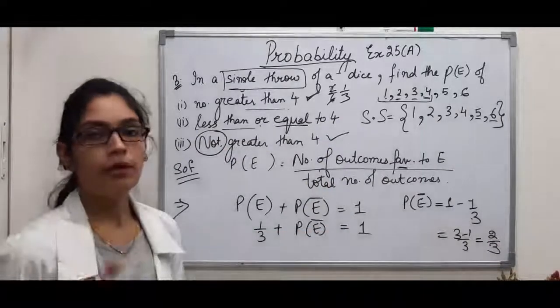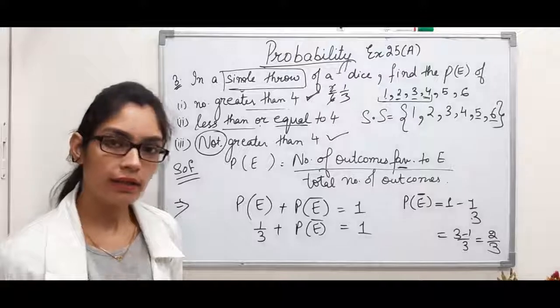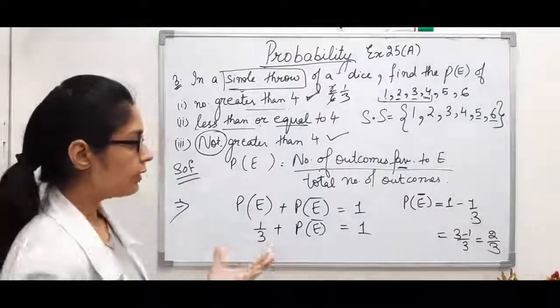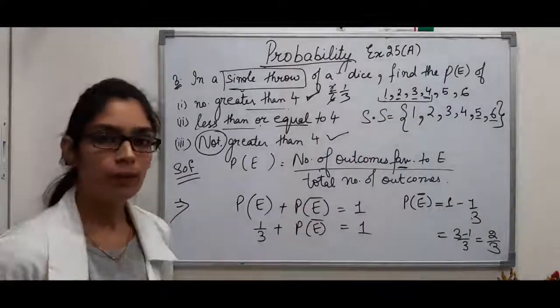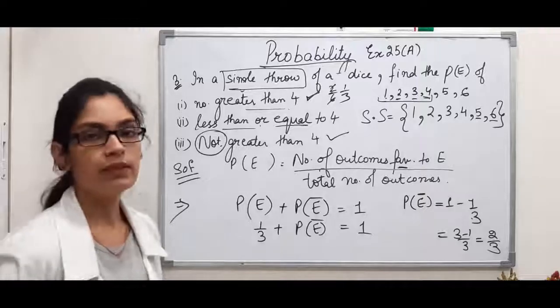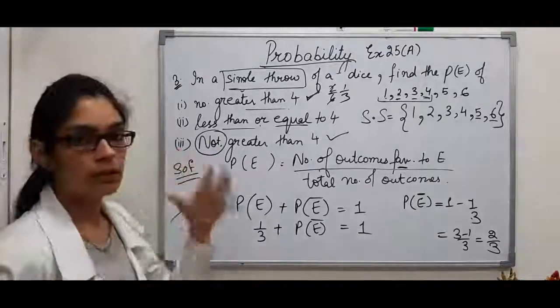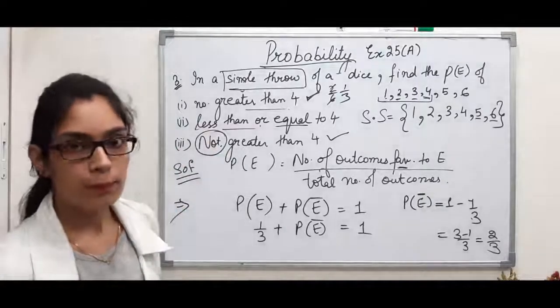Because whenever P(E) and P(not E) are given to you, you should always try to calculate using complementary events, since we have already discussed it while discussing the terms for probability.